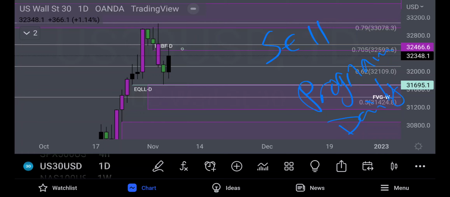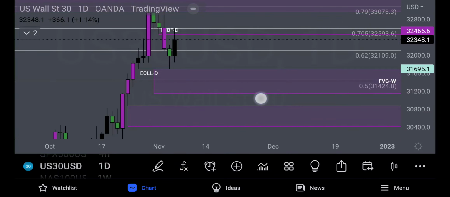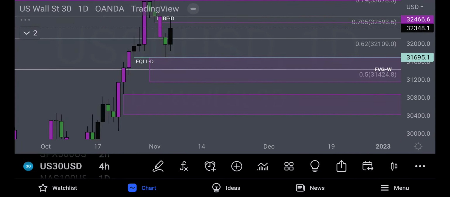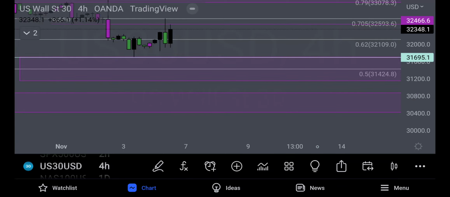Now we could still push up, take out this liquidity, tap back into this BPR, and then head lower. But again, I'm looking for sales at the start of next week, because I believe the algorithm is in the sell program. Let's drop down to the 4 hour and see what we see.